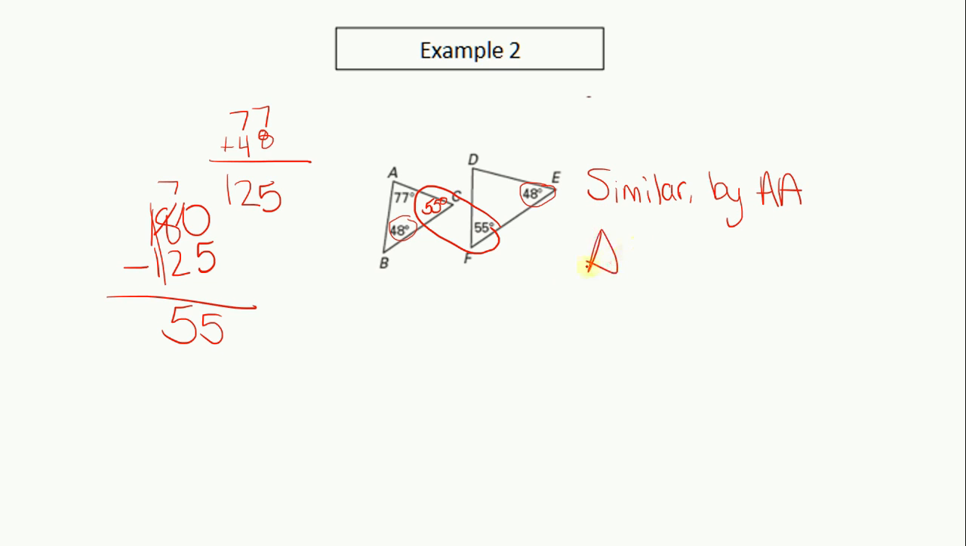Let's go ahead and write our similarity statement. So I'm going to go 77, 48, 55. So triangle ABC is similar to triangle, well, this would have to be 77 degrees, right? So that's the only one we didn't go to. So that would be DEF.